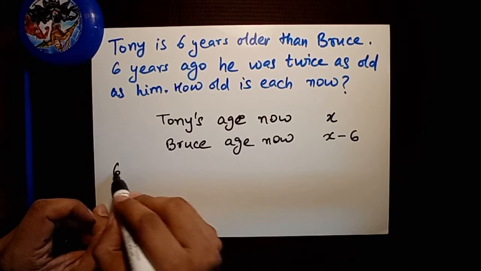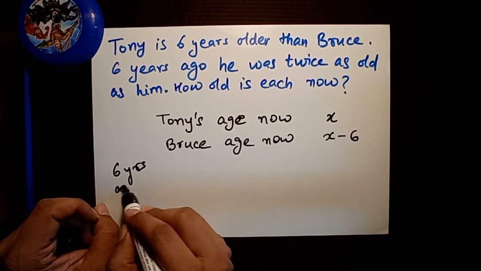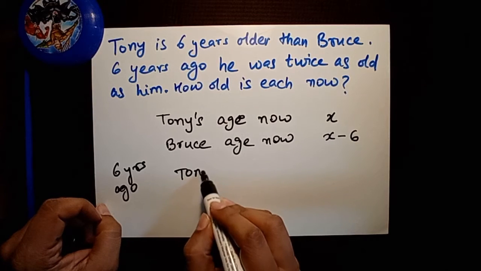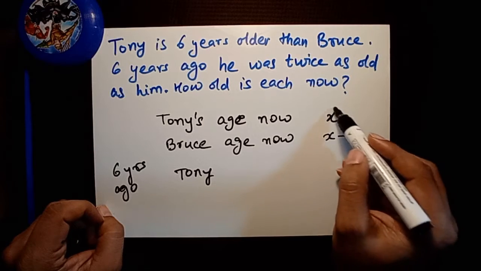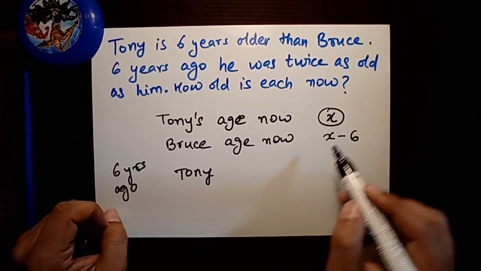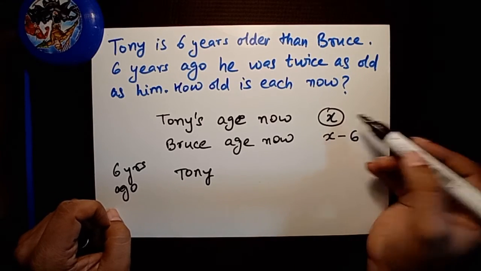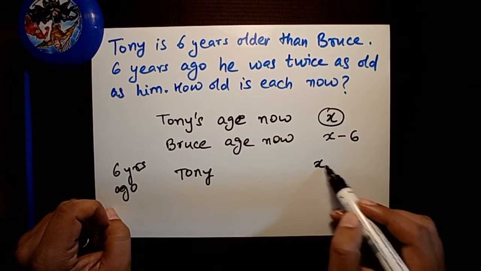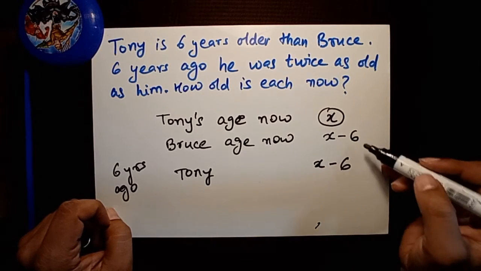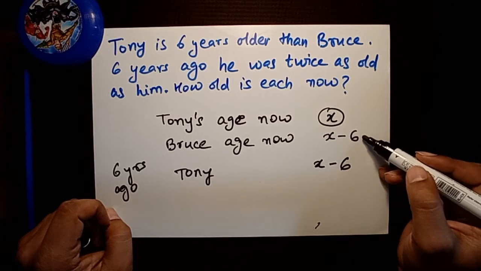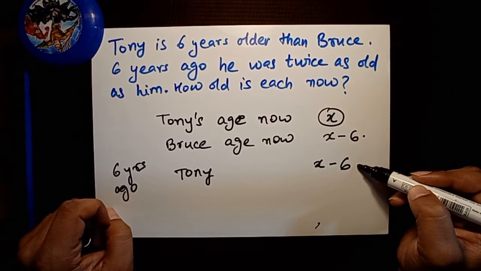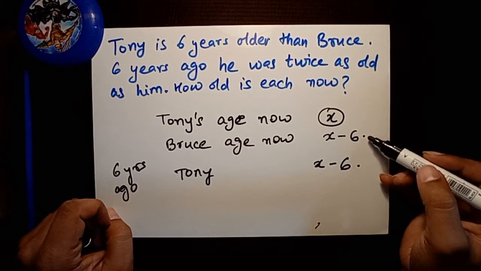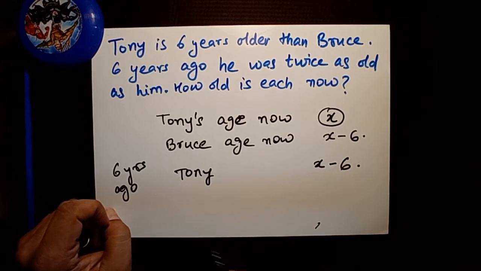6 years ago. What was Tony's age 6 years ago? Tony's current age is X, so 6 years ago, his age is X minus 6. Do not confuse this with this. This is Bruce's age now. This is Tony's age 6 years ago. Though the same expression holds.